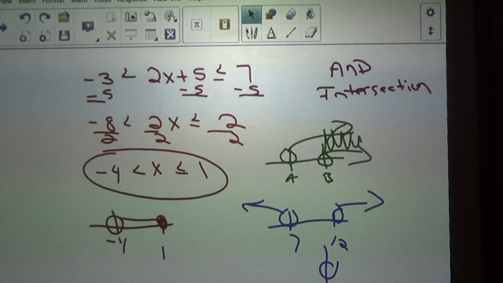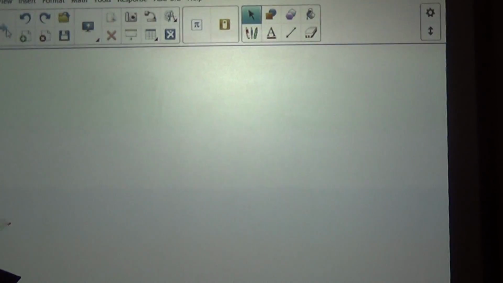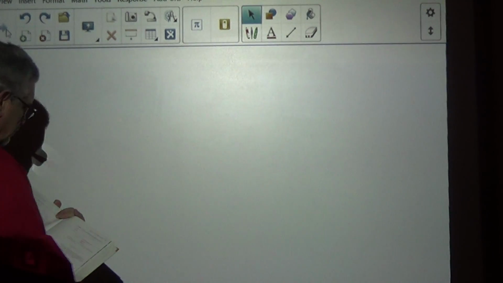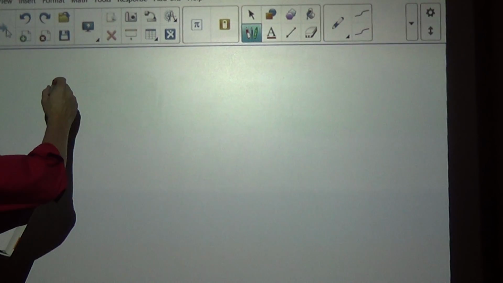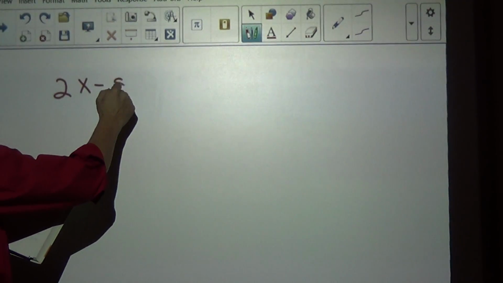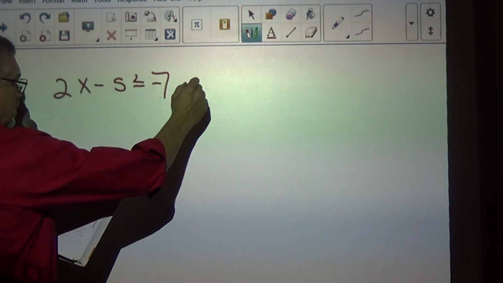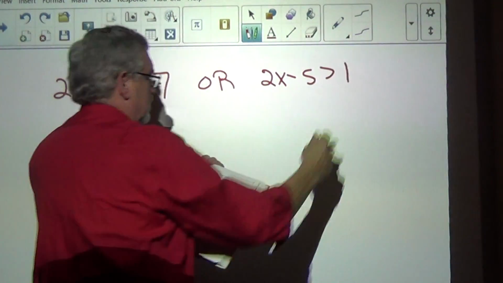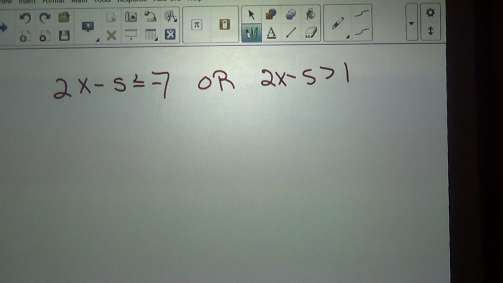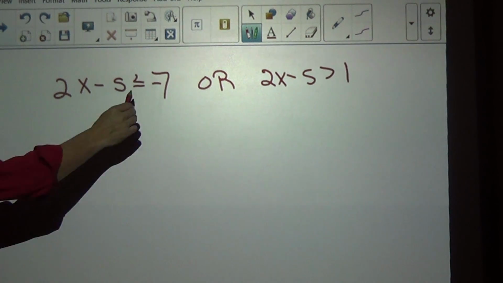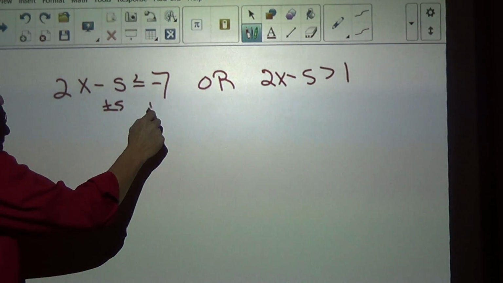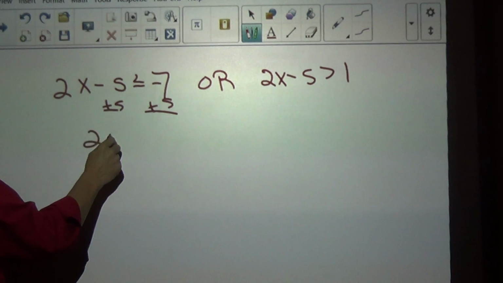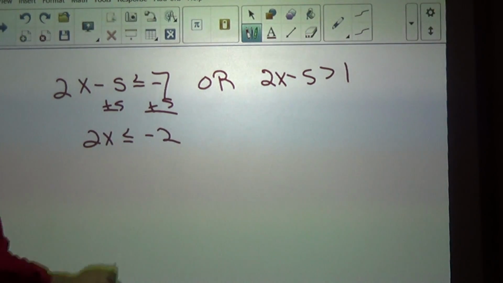The other compound inequality you can have is what we call an or statement. Or statements are really not hard to tell that they're an or statement. They have the word or in them. You've got two problems, so we're going to work it. This is a -7 here. Add 5 to both sides. You get 2x is less than or equal to -2.